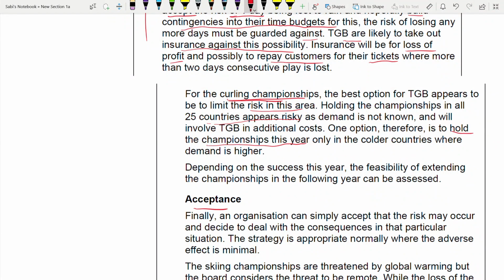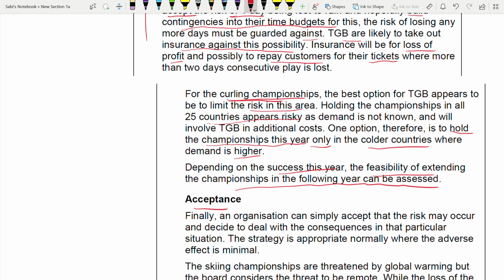Okay, you can transfer the risk. You can hold the championship this year only. That means only this year, in the colder countries where demand is higher. You know the demand this year, you know it is in the colder countries. At least this year, just hold it in the colder countries. So depending on the success this year, for the next year you can plan. The feasibility of extending the championship in the following year can be assessed. So you can do it like this.